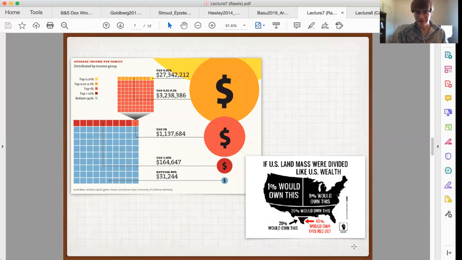So this is if the US landmass were divided like US wealth: 1% would own like all of California and the West, 9% would own like this, 30% would own the bottom part, right? And then most of the people would be in this little tiny town, right? So the idea here is that there are these huge wealth gaps between people who have money and people who don't, the richest and the poorest.